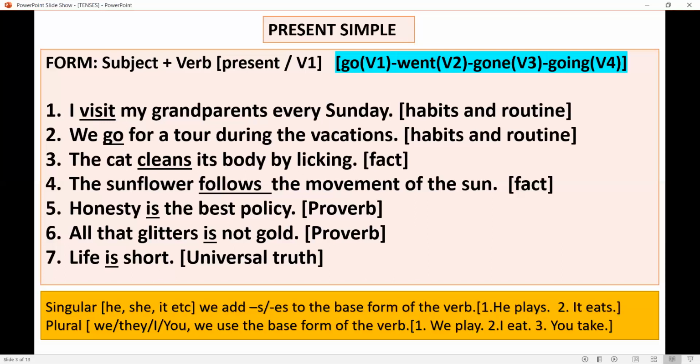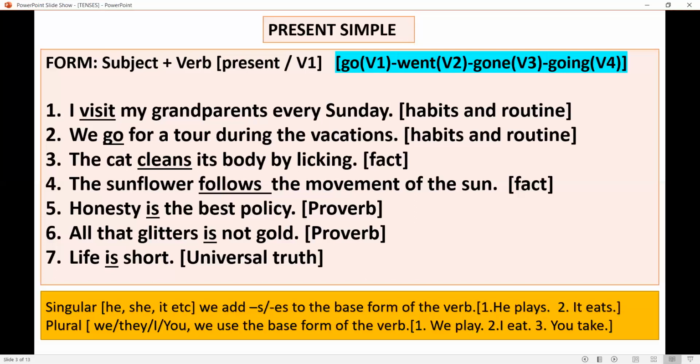All right. Now look at the second example. We go for a tour during the vacations. So it is our habit or our routine. Every vacation we go for a tour. We don't write we goes. Then the subject doesn't agree with the verb, or the verb doesn't agree with the subject, if we write like that.